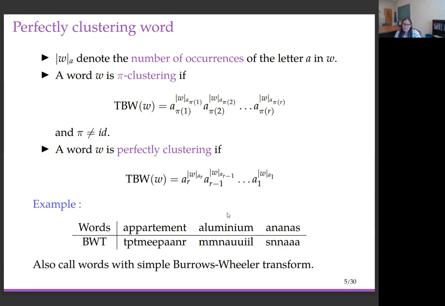So basically, the result of the Burrows-Wheeler transform will be a decreasing word. I just want to mention that in the literature, you can also find those words under the name words with simple Burrows-Wheeler transform.